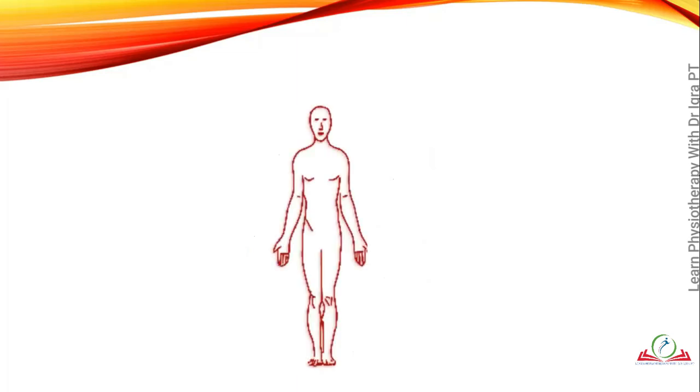The terms medial and lateral. Medial means towards the midline of the body, and lateral means away from the midline of the body. For example, the heart is medial to the lungs, or the lungs are lateral to the heart.